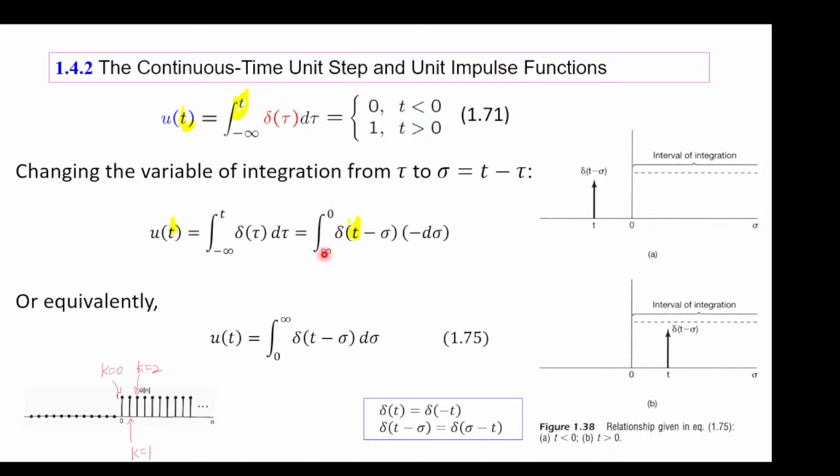So u of t equals the integral from plus infinity to 0 of delta of t minus sigma d sigma. And this minus sign you can move into the limits by changing the order of integration. So the minus sign changes infinity to 0 into 0 to infinity. So u of t equals the integral from 0 to infinity of delta of t minus sigma d sigma.